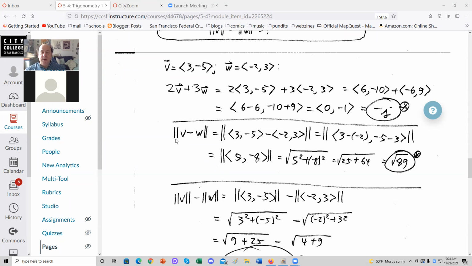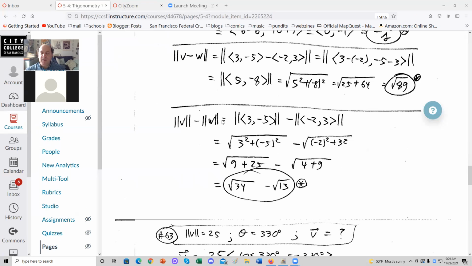Length of u minus w is the length of 3 by -5 minus -2 by 3. We subtract components. 3 minus -2 for the x component, -5 minus 3 for the y component. That comes to 5 by -8. So the length is root of 5 squared plus -8 squared, root of 25 plus 64, which is root of 89.